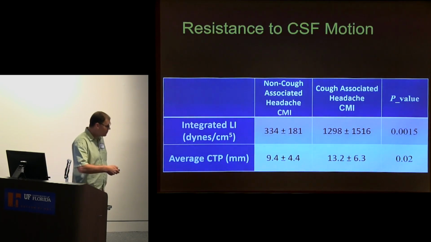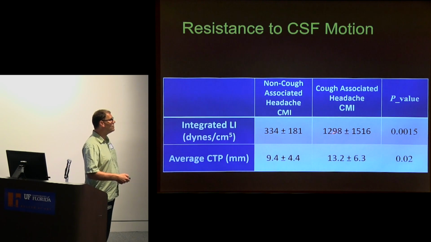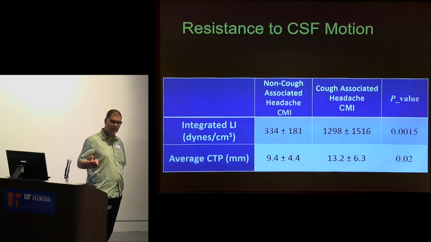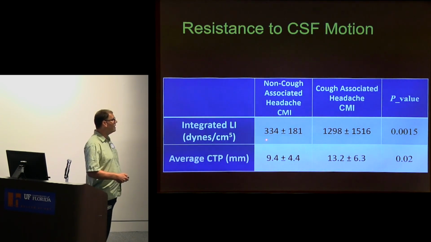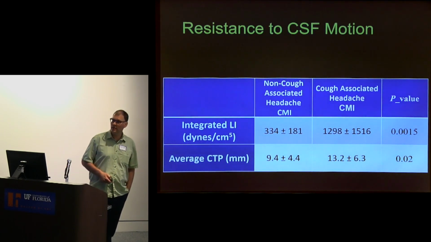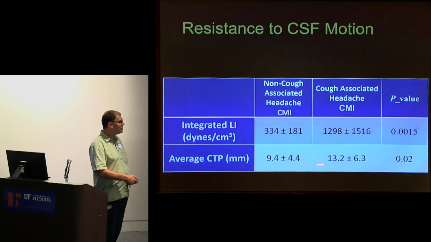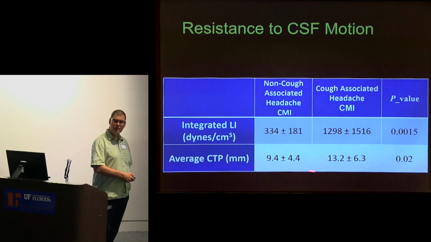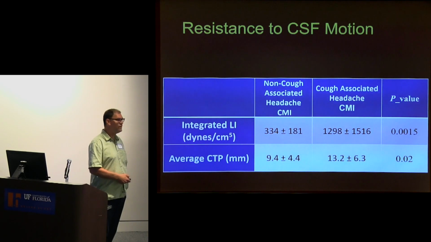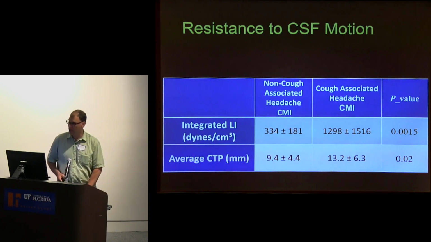I was pretty excited to see this initially. For cough-associated headache, average longitudinal impedance, this is my resistance, is 1,300. And then non-cough-associated, 300. Wow, this looks like a really good discriminatory tool. And then you look at the tonsillar position and say, well, that's pretty good too. That's 13 here and 9.4 here. Is longitudinal impedance really any better than just looking at the tonsillar position, which I claimed was only 1D, when I went full 3D?